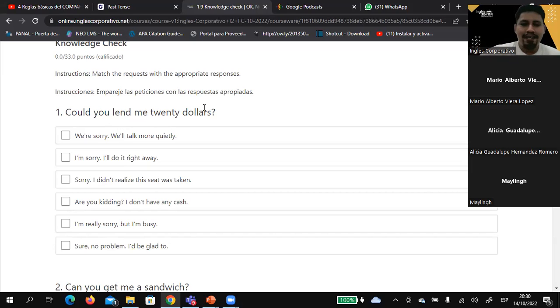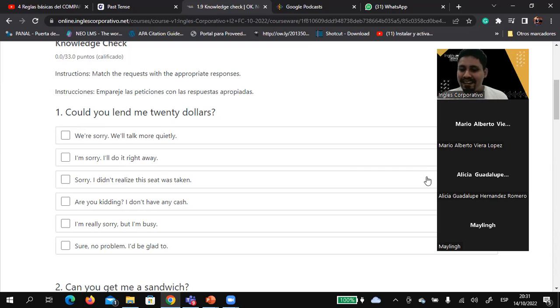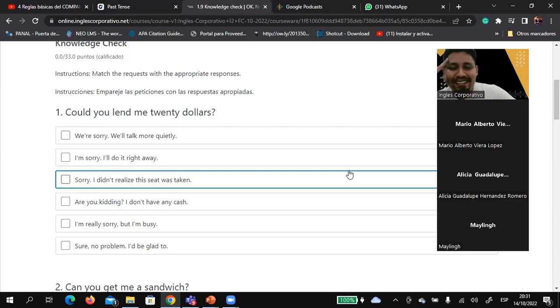What if your daughter asks you, Mom, could you lend me $20? What will your answer be? Oh, okay. My apologies. I thought that you were answering the last question that I was asking. Alicia, Guadalupe, go ahead. Okay, I think, are you kidding? I don't have any cash. Okay, that's a possible answer.